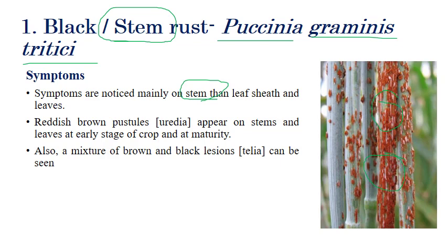Very rarely it can appear on leaf areas, especially in the earlier stages of crop maturity, but the symptoms can mostly be seen in stem regions. Reddish brown pustules can be seen on stem regions, and sometimes they are mixed with brown to blackish lesions. But the most diagnostic symptom, the most identification feature of black rust or wheat stem rust, is the reddish brown pustules which occur on the stem. That is the diagnostic feature of wheat stem rust, which is caused by Puccinia graminis tritici.